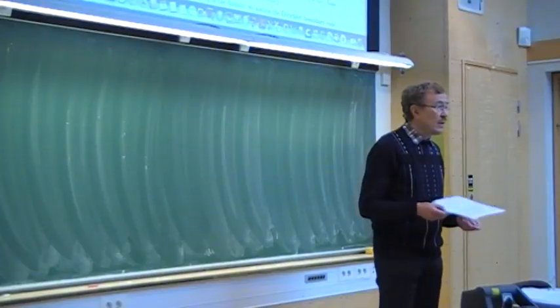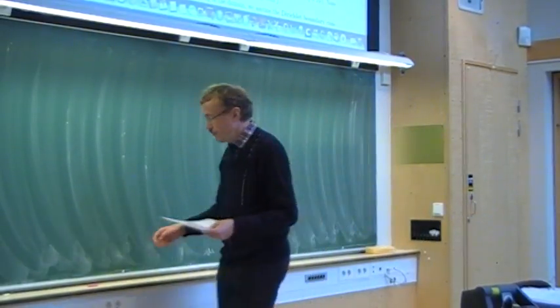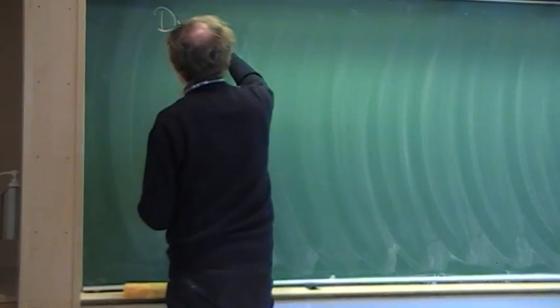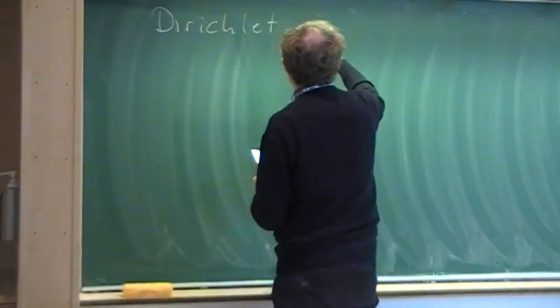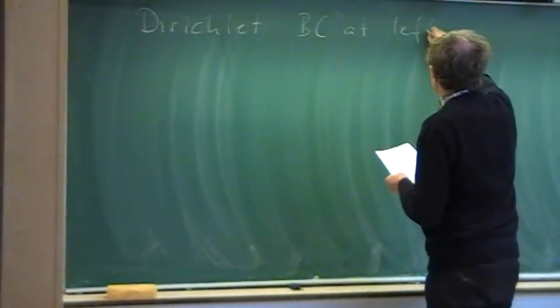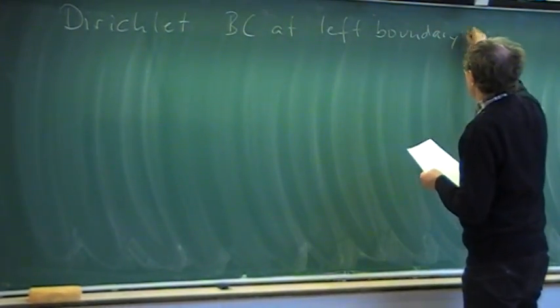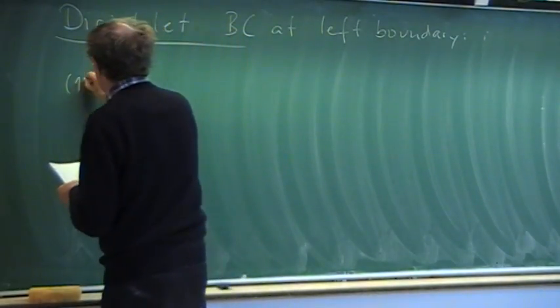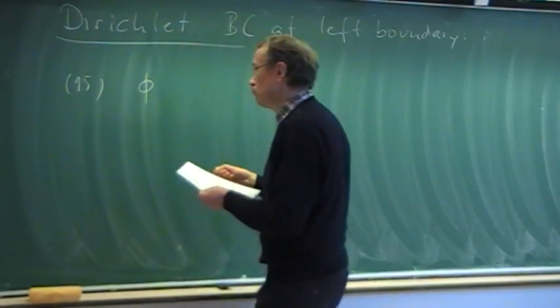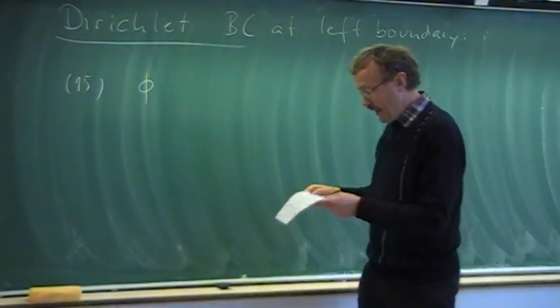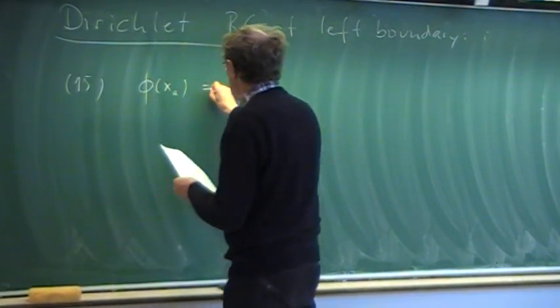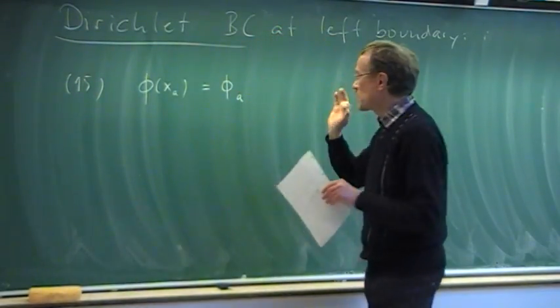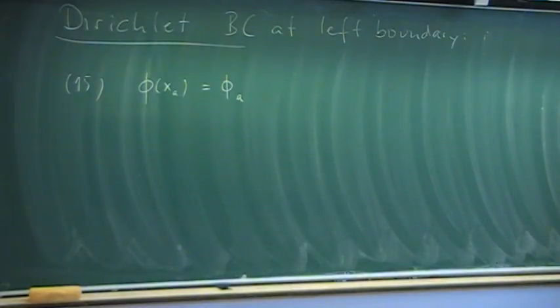So we start by implementing a Dirichlet boundary condition at the left boundary. And that is then the following. We say that our unknown thermal or flow variable phi at the left boundary, which is xA, is equal to some given value phi A. So that is something that we get. For example, if it were a thermal problem, then we say that we want to have the temperature at the left boundary set to a fixed value.